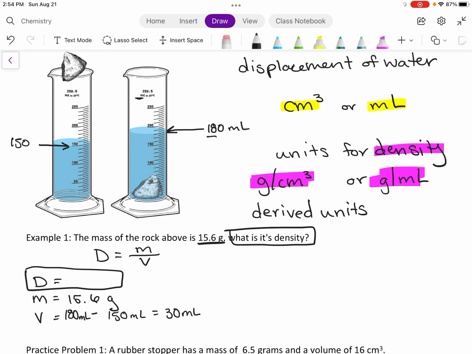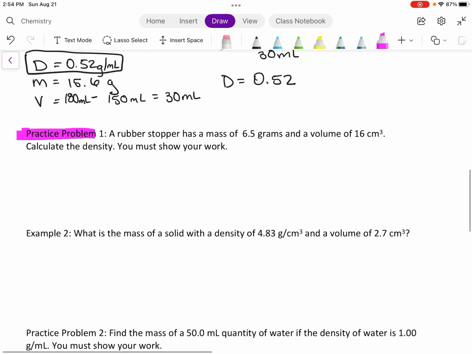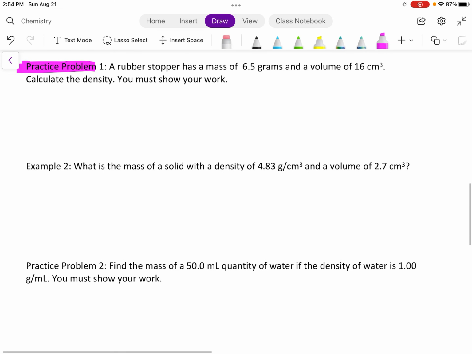Okay, so I'm going to fill in the problem. I have density is equal to 15.6 grams over 30 milliliters. And I just do my math on my calculator, and that comes out to 0.52. And then we put that over here, 0.52, and that's grams per milliliter. So you guys can stop the video and do this practice problem in your notes. And I'm going to go to example 2.